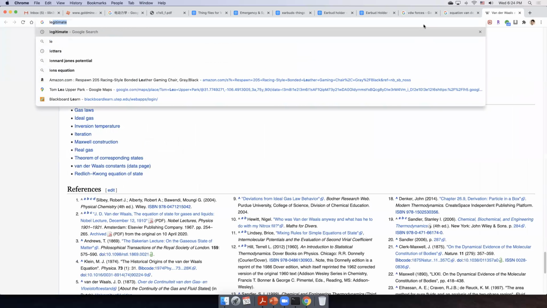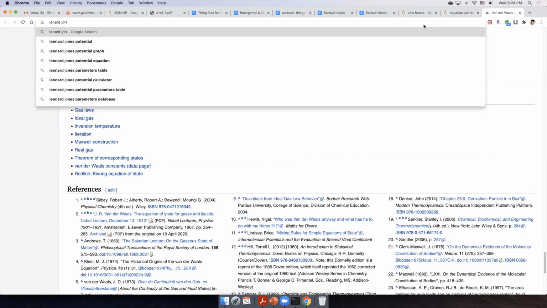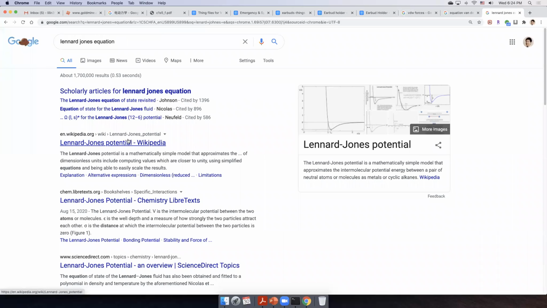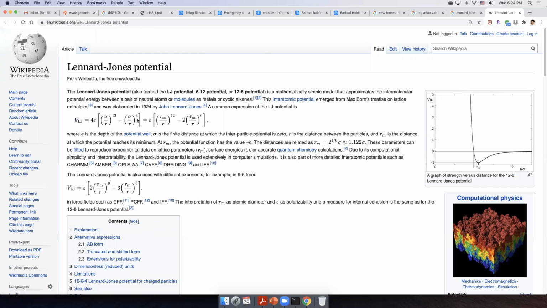Lennard-Jones. Okay, so here is the Lennard-Jones potential. Epsilon is a constant, sigma is a constant, r is the distance between two atoms. So it is sigma over r to the power 12 subtracted by sigma over r to the power 6. So that's the equation.